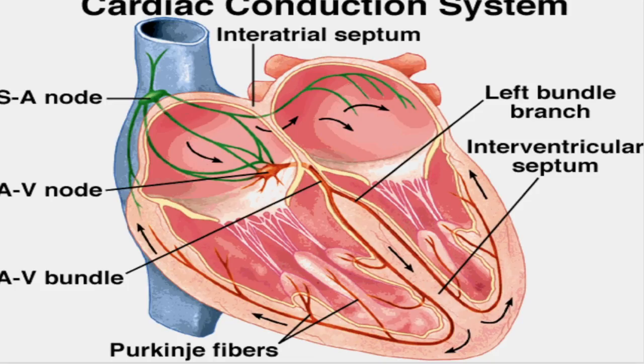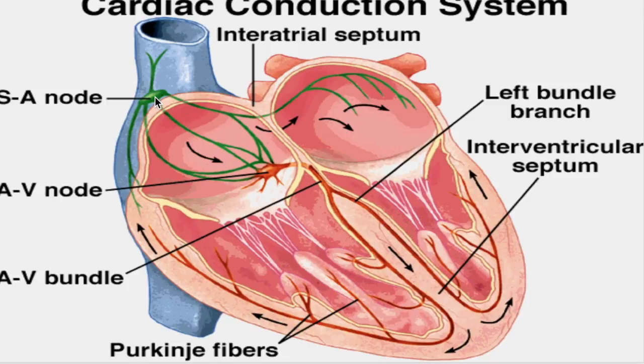Now let's go over how the conduction system of the heart actually works, starting with the beginning of the impulse. In order for the heart to contract, it needs a stimulus. This stimulus is provided by the SA node located in the right atrium of the heart. It sits just inferior to the superior vena cava opening here. The SA node is the pacemaker of the heart and sets the rate of depolarization for the heart.